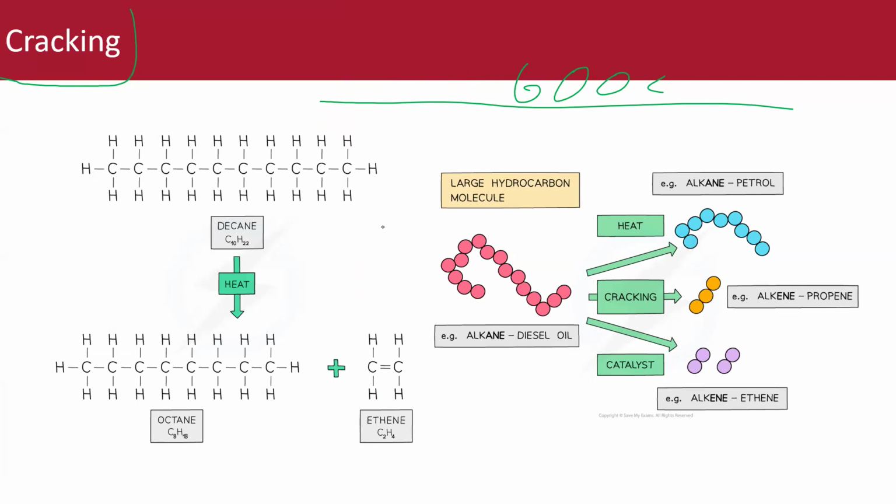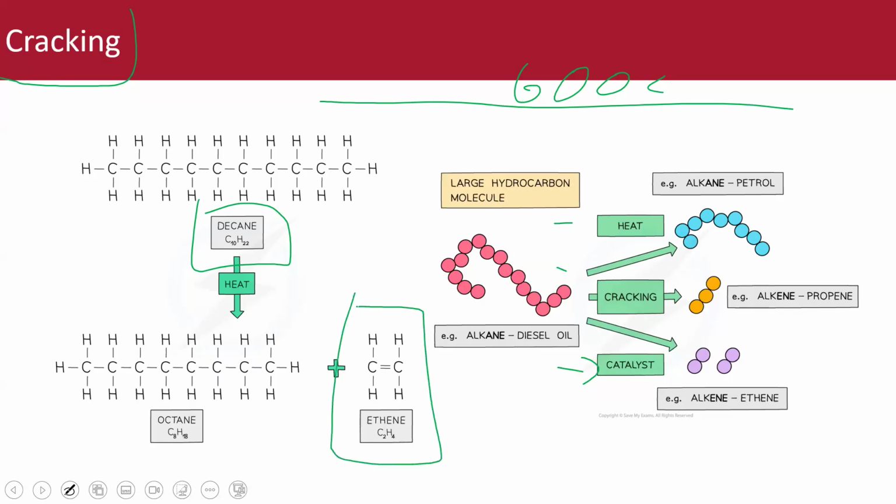Now, the example I've got on here is decane. Decane is probably not far off petrol. But if you heat it and crack it with a catalyst, you can then produce smaller carbon chains that are more useful. And also in the cracking process, you can produce ethene. Ethene is used in the plastics industry.